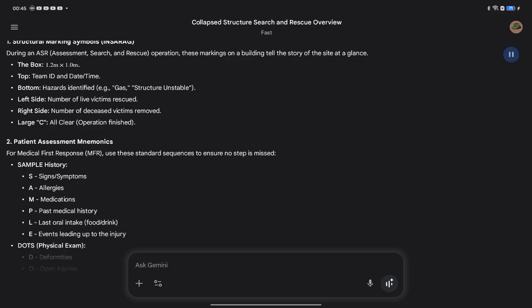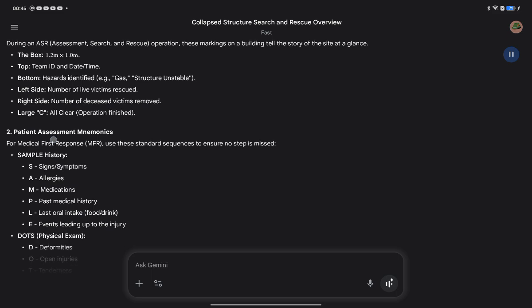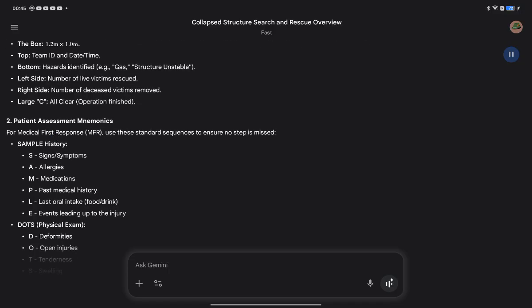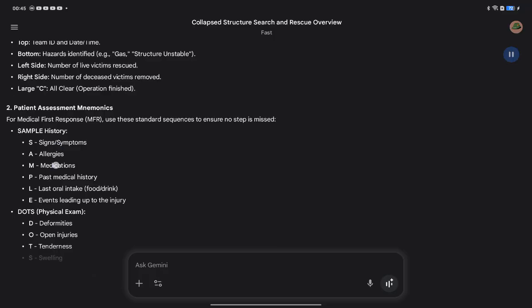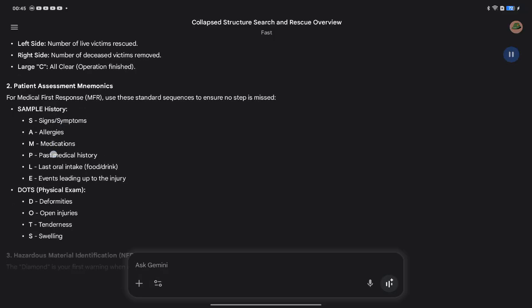The box, 1.2 meters times 1.0 meters. Top, team ID and date/time. Bottom, hazards identified, e.g. gas, structure unstable. Left side, number of live victims rescued. Right side, number of deceased victims removed. Large C, all clear, operation finished.